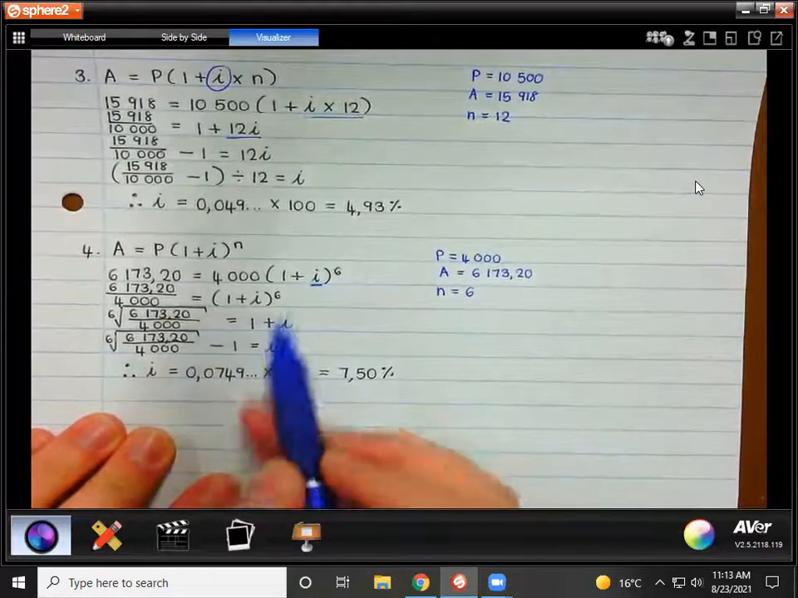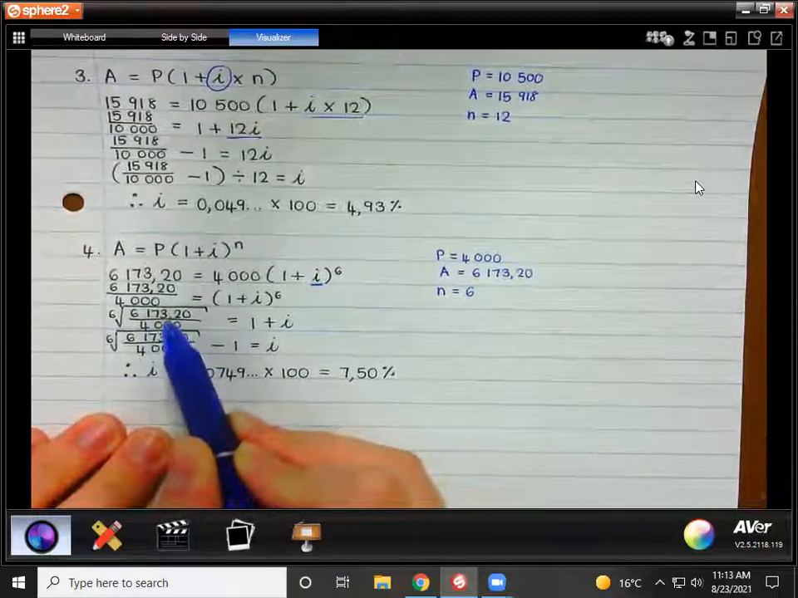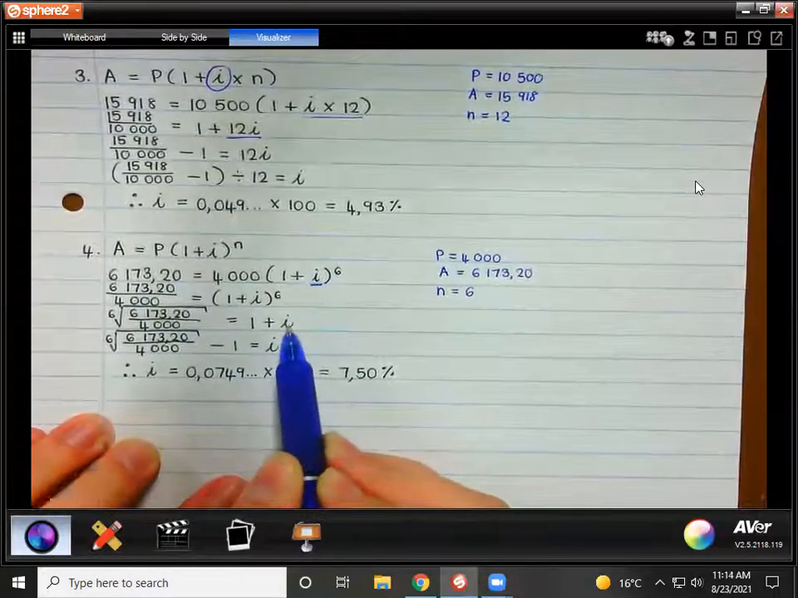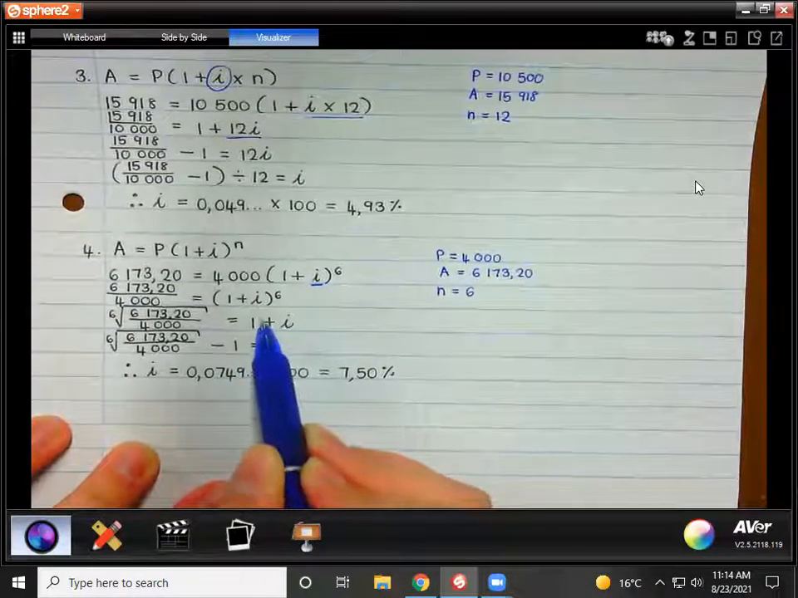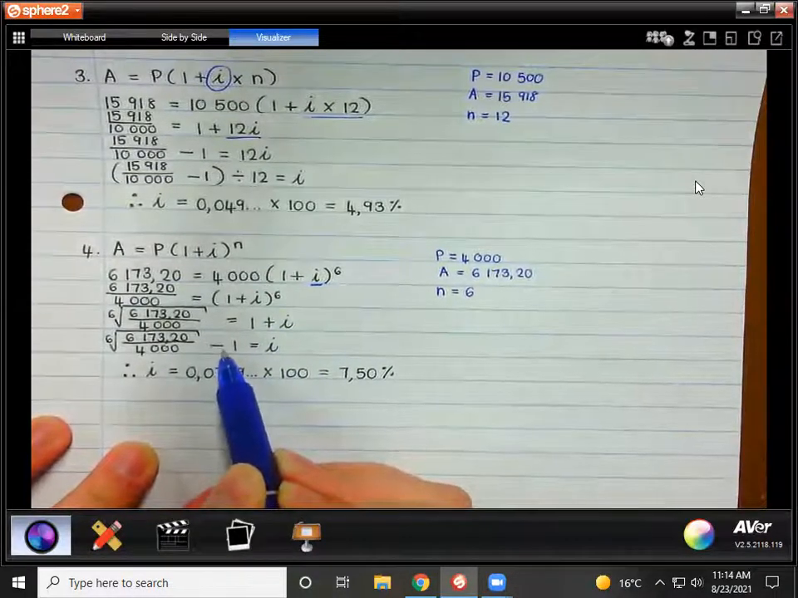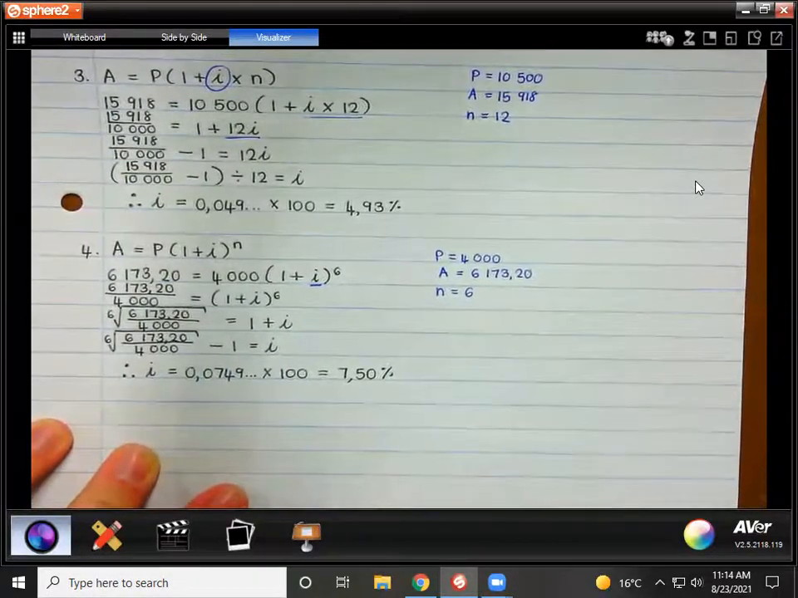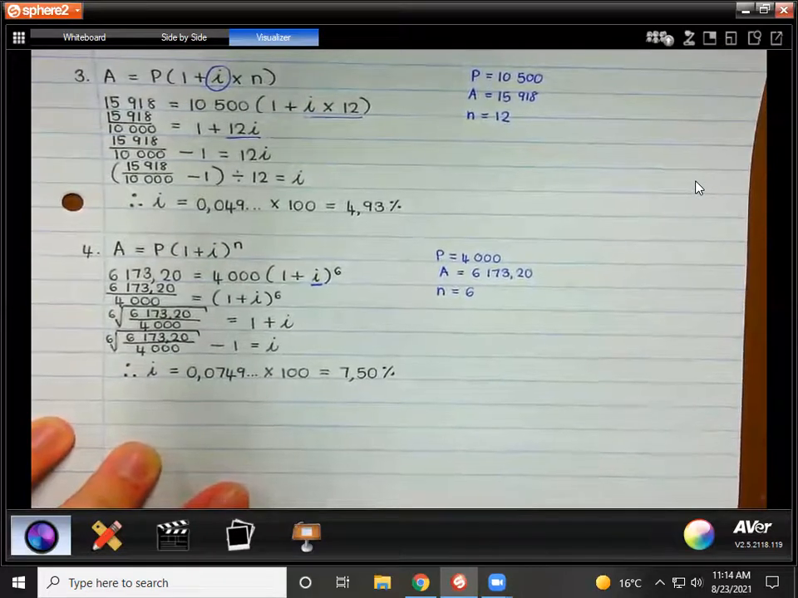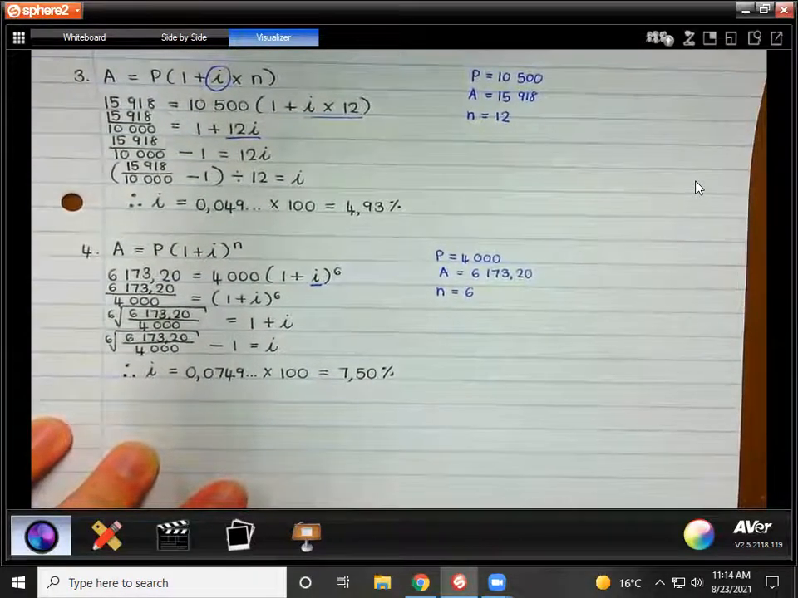So you take the 6th root of that whole number, which is that fraction, and you're left with 1 plus I, and all that's then left to do here to get I on its own is you have to minus that 1. I'll show you now how to type it into the calculator. And then again, because you're finding the interest rate, you're going to get a decimal that you must straight away in your calculator multiply by 100.